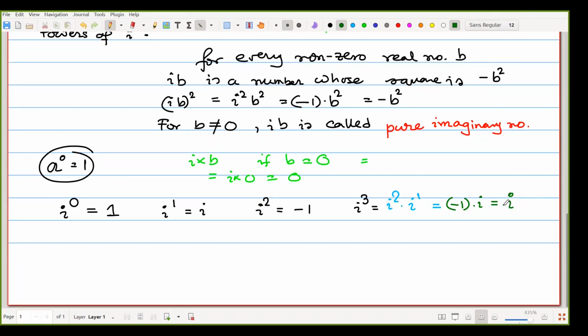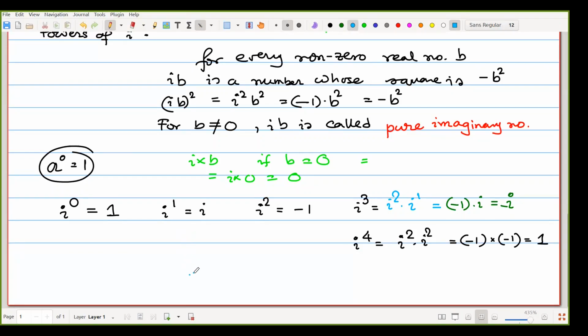Sorry, minus i. Because -1 into i, so minus i. Last one here, another one, that is i to the power 4. i to the power 4 means i to the power 2 into i to the power 2. So that is -1 into -1. That means 1.